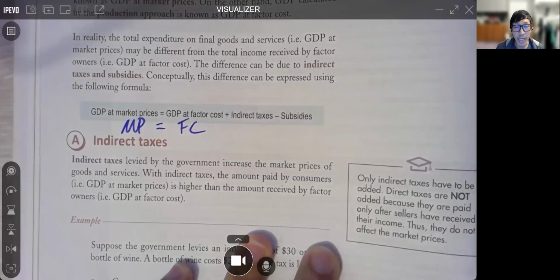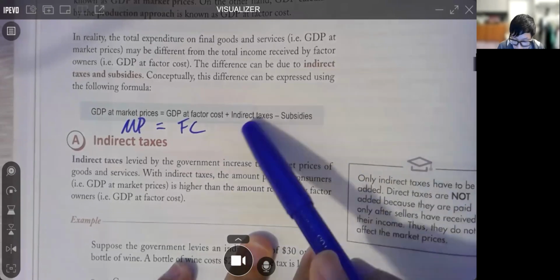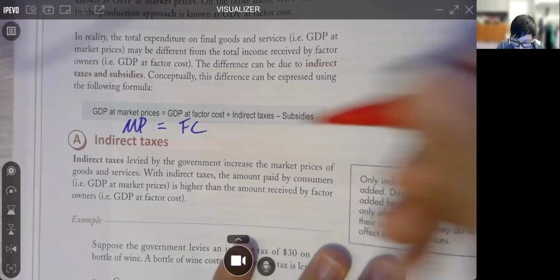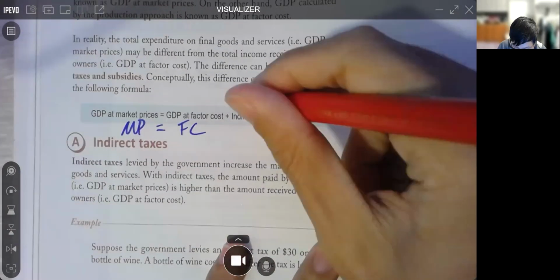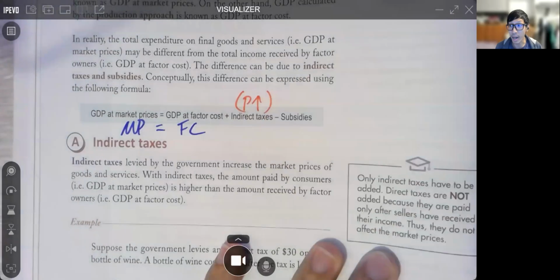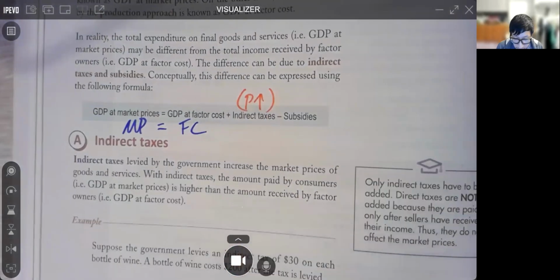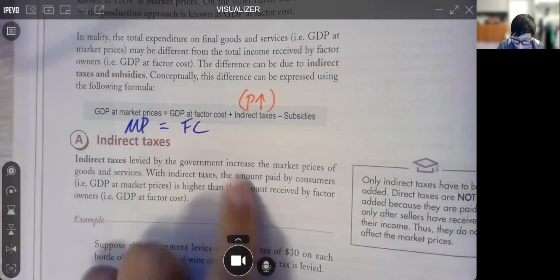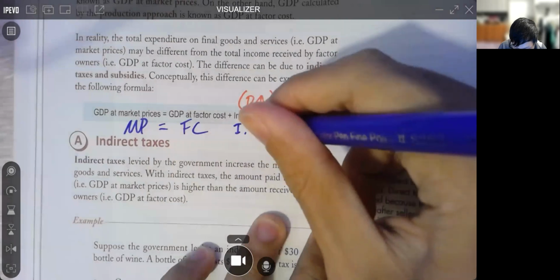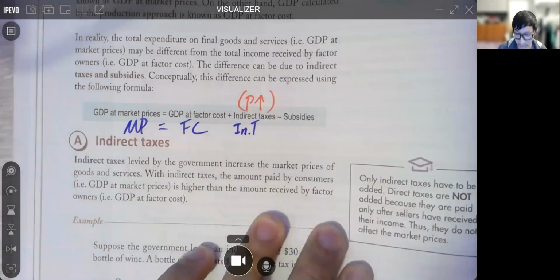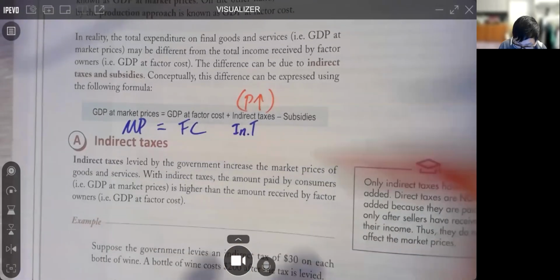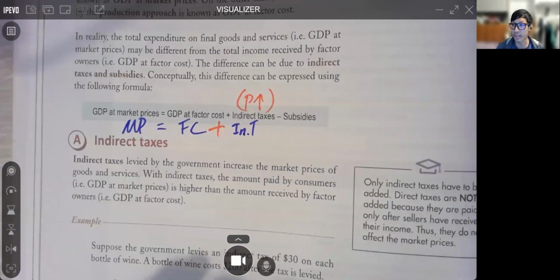Remember, if we impose a so-called per unit tax, or for our purpose, any indirect tax, if you remember, the effect is that price would go up. Market price would go up, right? Now, therefore, if we start with factor cost, and then we also add in indirect tax, what happens to market price? It should increase, right? Therefore, it is a plus indirect tax.